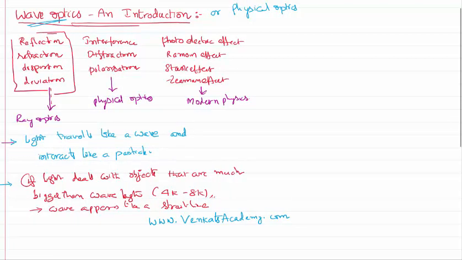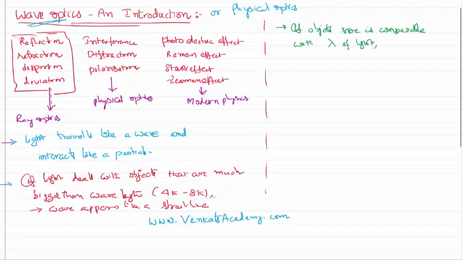Suppose we are handling objects, if the object size is comparable with the wavelength of the light, then the wavelength cannot be ignored. The light appears like a wave, and we study it under wave optics or physical optics.